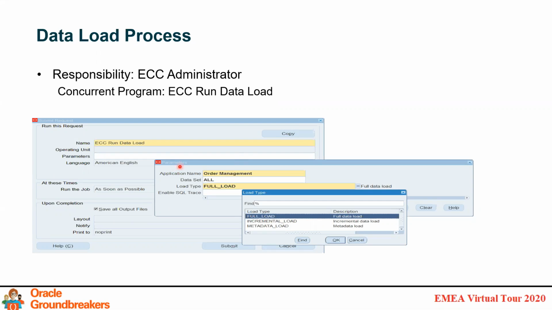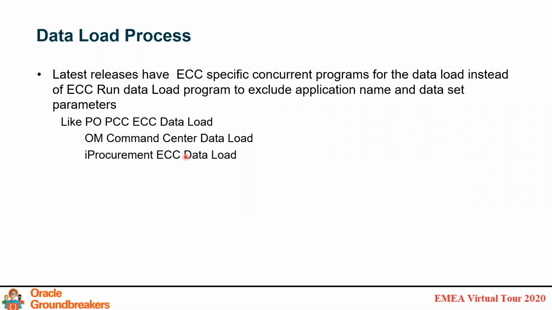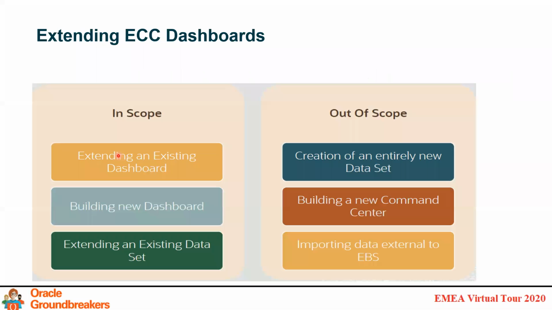So initially, it came up with the ECC run data load program, but later every product, procurement, order management, came up with their product-specific command center data extract programs. Purchasing has the POP CC ECC data load, order management has the OM command center data load. Similarly, iProcurement has their own concurrent program. And when I say online, it's not really online, but you can schedule the process so that you will see the real-time data.